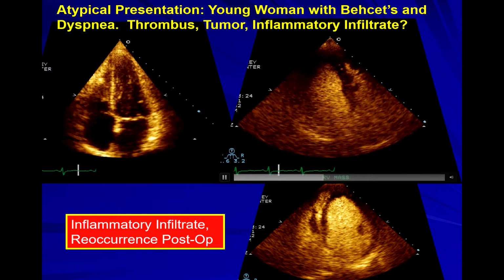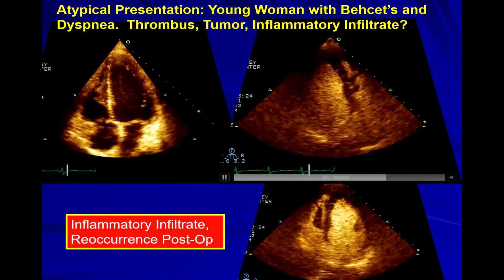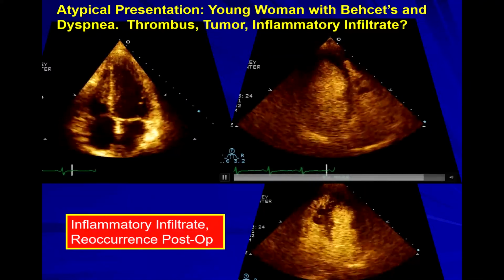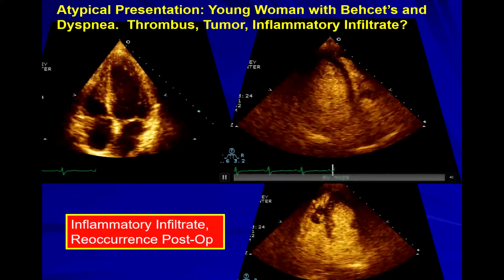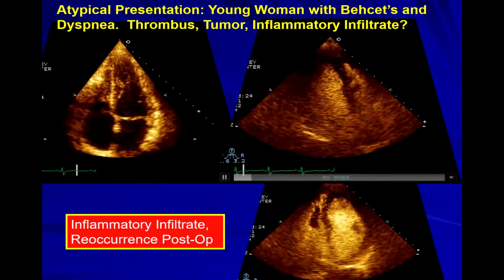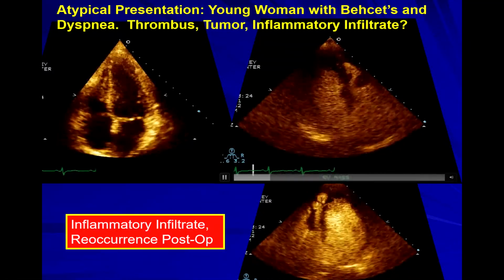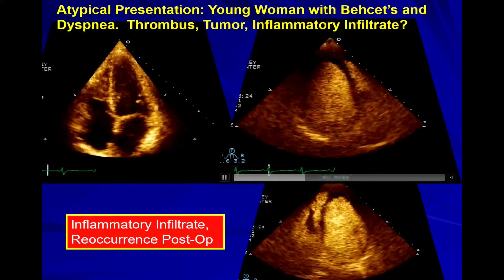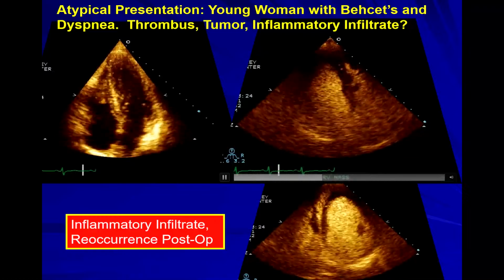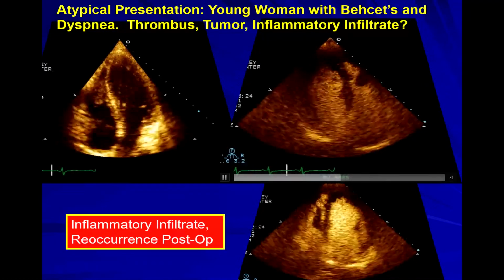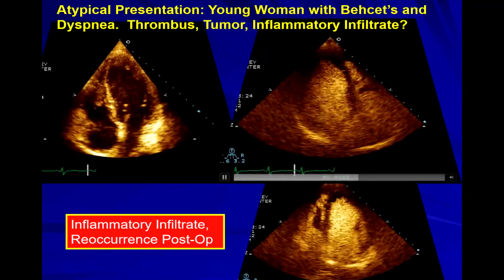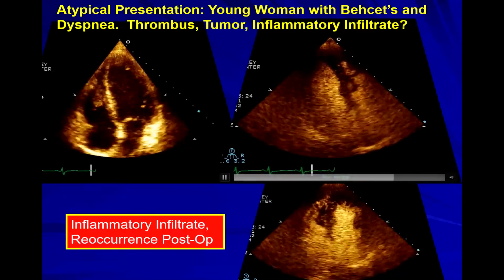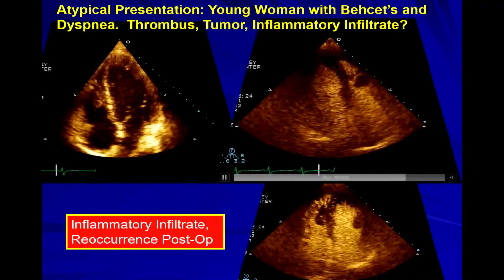This is a young woman with Behçet's, an autoimmune inflammatory condition. She came in with dyspnea, and you can see in the upper left-hand panel she's got some sort of mass that looks like it's attached to the chordae of the tricuspid valve. In the upper right-hand panel, again, you see that mass, and it looks very mobile there. So you're thinking maybe this is a papillary fibroelastoma because it's attached to the chordae and it's very mobile. And again, in the bottom right-hand panel, you can see the mass. It doesn't look as mobile there.